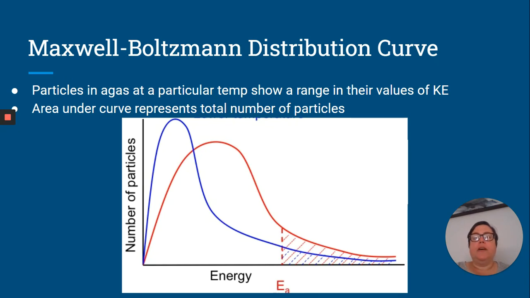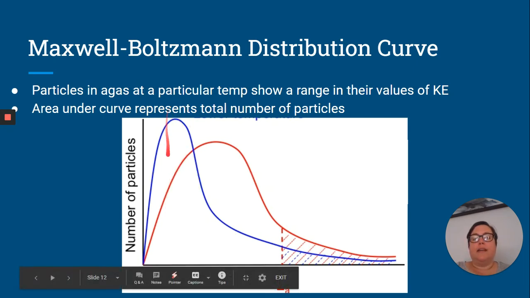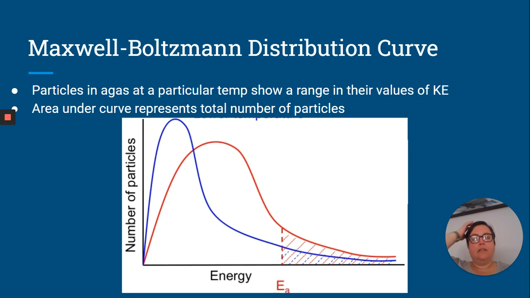So there's a direct relationship between temperature and kinetic energy. The Maxwell-Boltzmann distribution curve shows the particles in a gas at a particular temperature and how it relates to the kinetic energy. The area underneath the curve represents the total number of particles. So there are more particles with this kinetic energy than there are down here. The curve also shows us the activation energy. Remember, that's the energy needed in order for the reaction to take place. So we can look at the area underneath that curve to see how many particles have that amount of energy to make the reaction occur.